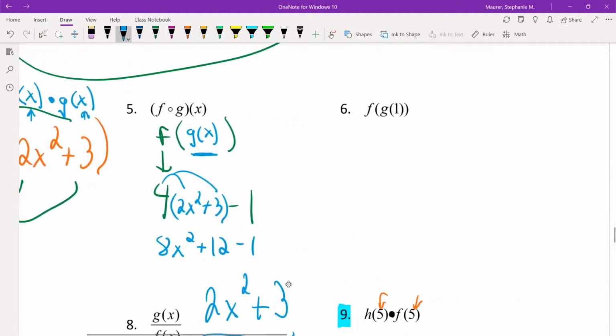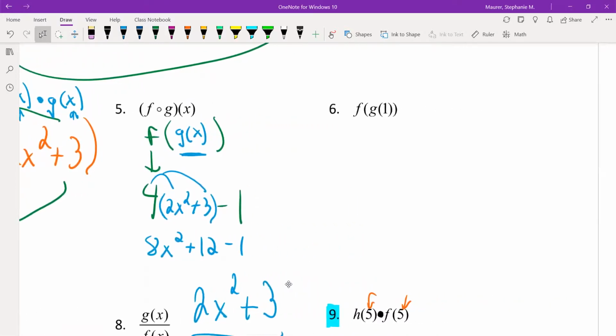Okay. Number 6, as you can see, is not written with the open circle, but you can see the g of x is inside. So this is a function composition problem, very similar to number 5. Actually, if I were to rewrite number 5 for you, I already did. When you look at this, what do you notice between 5 and 6? Well, 5 and 6 are the exact same problem.